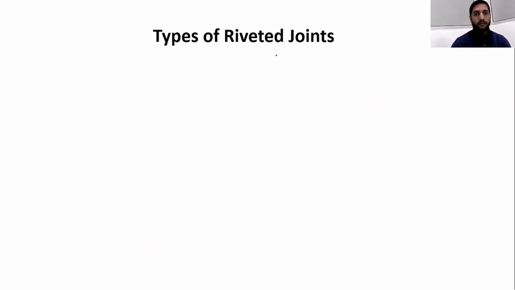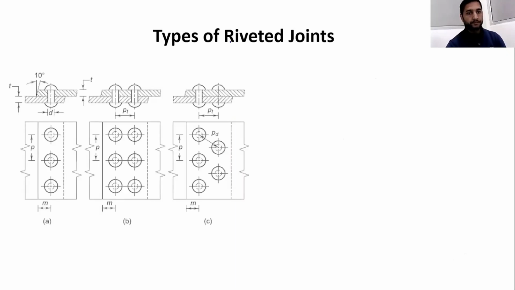Next we have types of riveted joints. Just like welded joints, where we had two types of joints, the first one was fillet, which is also called lap joint, and the second one was butt joint. Similarly, we will classify the riveted joints. First we have the lap joint. This is your lap joint.